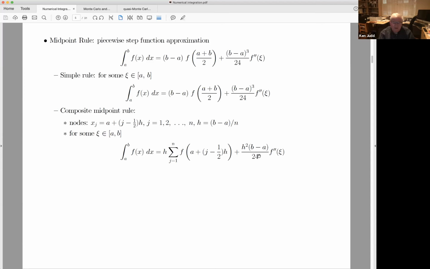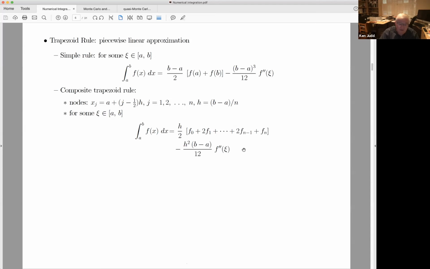Now, what's nice to see here is that the error of this formula, the error of this approximation, is proportional to the square of the step size. So as you take h smaller and smaller, the error is going to drop quadratically.